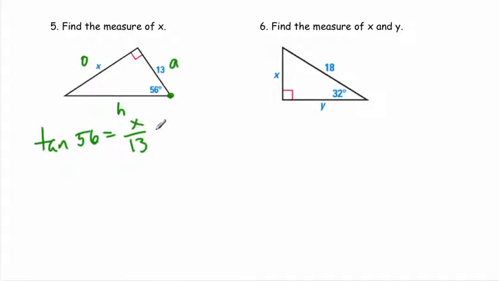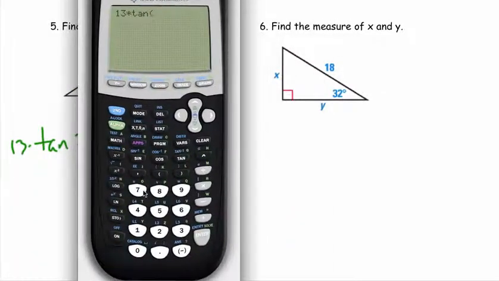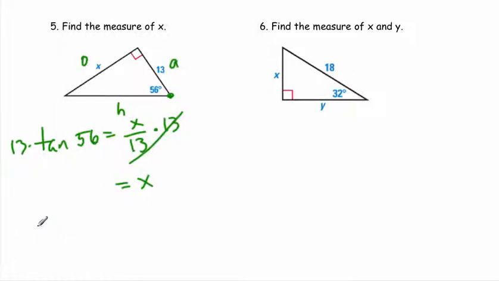So I'm going to multiply both sides by 13. So x is whatever 13 times tan 56 is. So clear all that out. So 13 times tangent of, what was that, 56? And I get 19.27. So x is approximately 19.27.